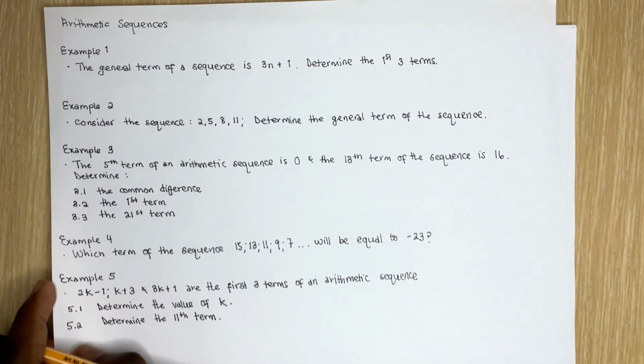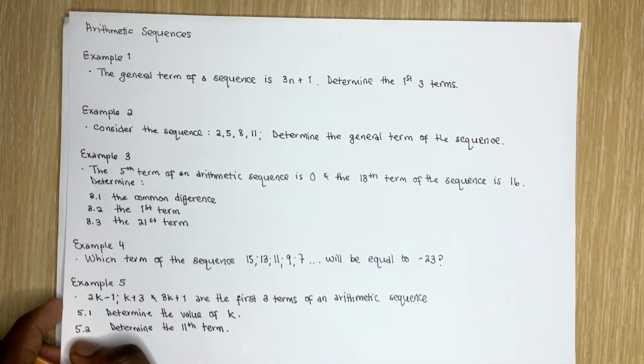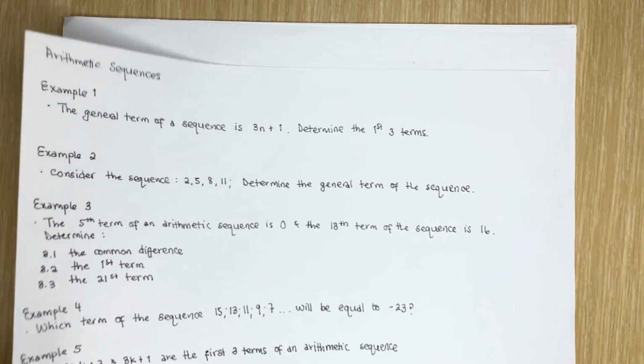So looking at the second example, we are asked to consider the sequence 2, 5, 8, and 11, and then determine the general term of the sequence. Remember, the general term is the formula for the specific sequence that you're dealing with. So for our sequence, we have 2, 5, 8, and 11.